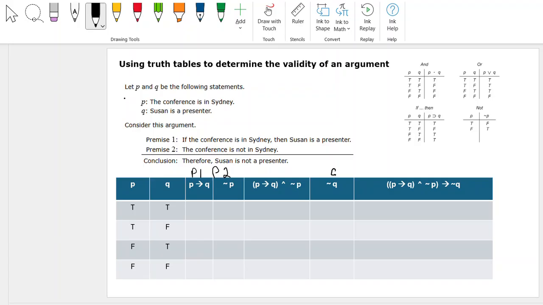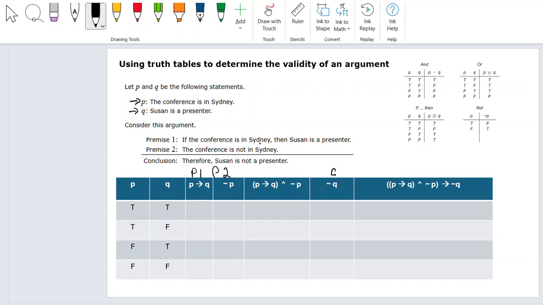We start out with our P and Q, our original statements of fact. P and Q. We know that the conference is in Sydney, and we state that Sue is the presenter. Either they are true or they are false, and these are the possible combinations of them. Now we're going to put this together and make combinatorial statements and come up with a conclusion.